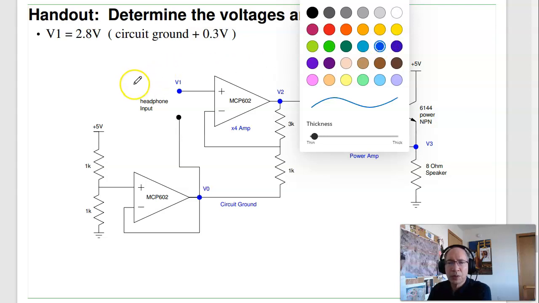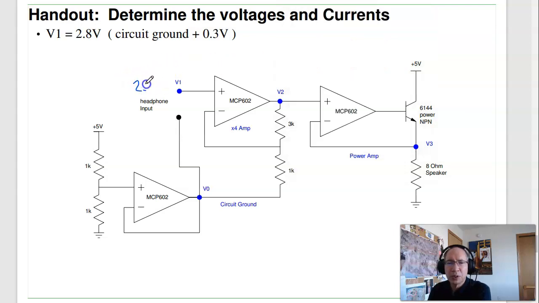Okay, so suppose this is 2.2 volts, which is 0.3 volts below circuit ground, so that behaves like minus 0.3 volts relative to circuit ground. In this case, this is 2.5 volts. Here's my 2.5 volt reference. Again, this is half of 5 volts. This is a non-inverting amplifier. V plus equals V minus, 2.5 volts. Here's 2.2 volts. This is V plus equals V minus.